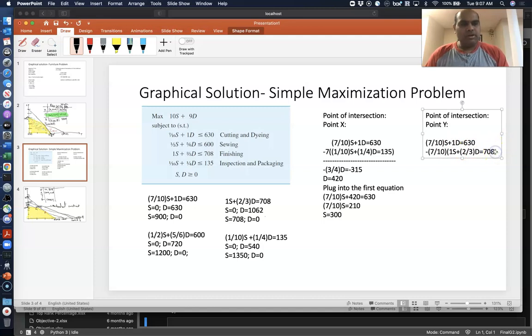So I'm going to multiply the whole equation with 7 over 10. So I'm going to take this equation, 1s plus 2/3 d equal to 708, multiply both sides by 7 over 10, and then subtract. The reason is I want to get rid of the s. So that gets rid of the s. Then solve for d. So it'll be 1 times d on the top, and here it'll be minus 7 over 30.